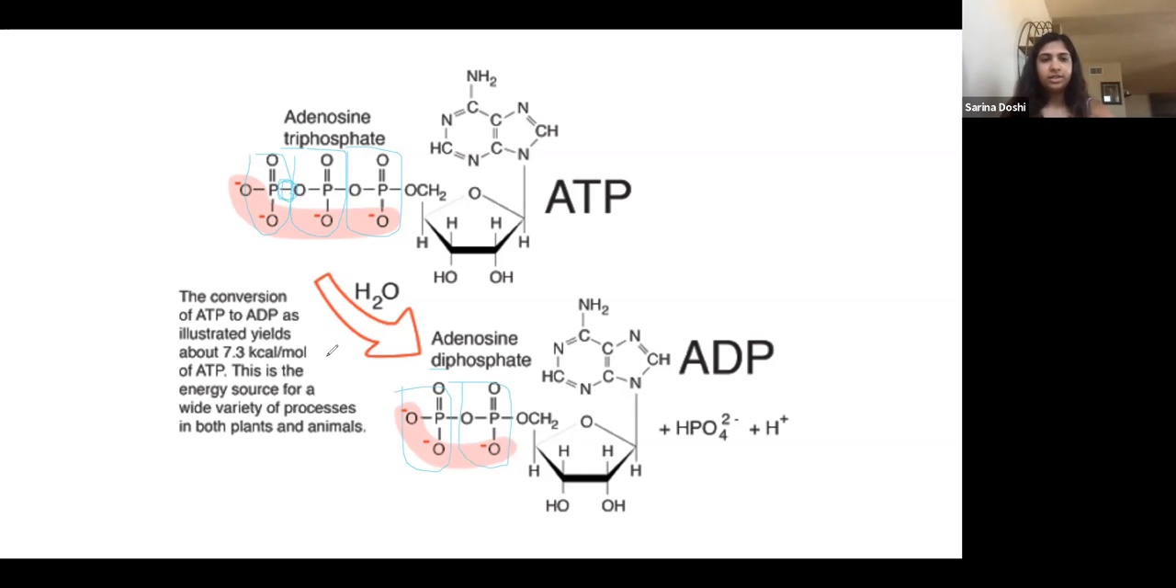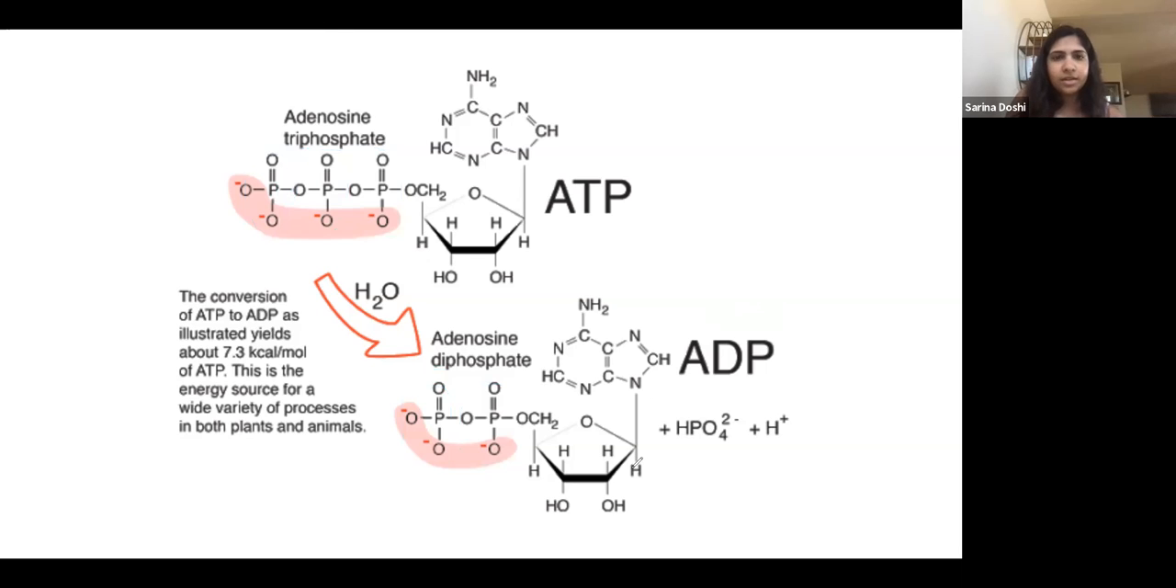So you can see in the text, the conversion of ATP to ADP as illustrated yields about 7.3 kcal per mole of ATP. So this breaking apart, this breakdown of ATP into ADP is what drives cellular processes like the creation of glucose or the breaking down of glucose, which is really just essential to everything that your cell does. It's kind of it for this, but do remember this bond situation here. It will appear on your homework.